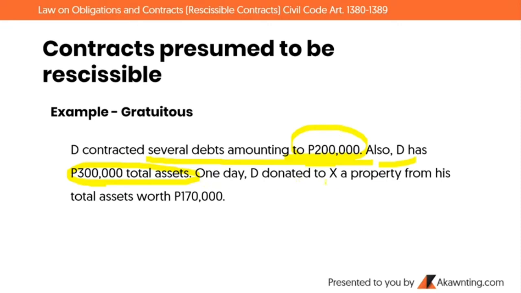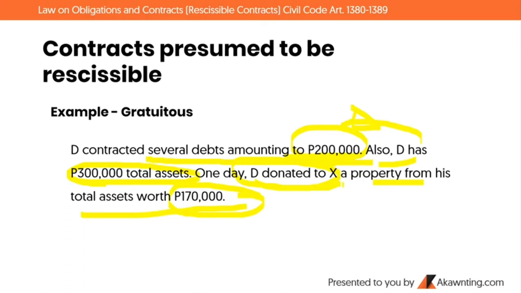Pero one day, D donated to X a property from his total assets worth 170,000. So, pag binawasan natin yung 300,000 ng 170,000, ang matitira na lang ay 130,000. And clearly, a total asset of 130,000 is not sufficient to pay the 200,000 debt. So, in that case, yung donation na ginawa dito ni D kay X ay presumed to be fraudulent. Okay?